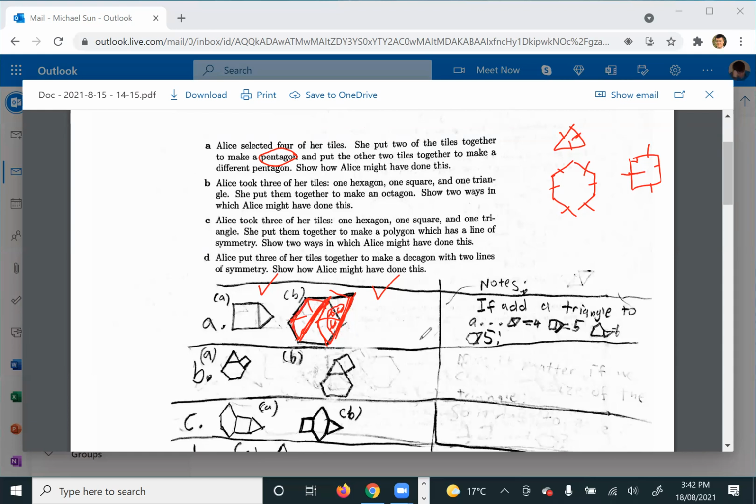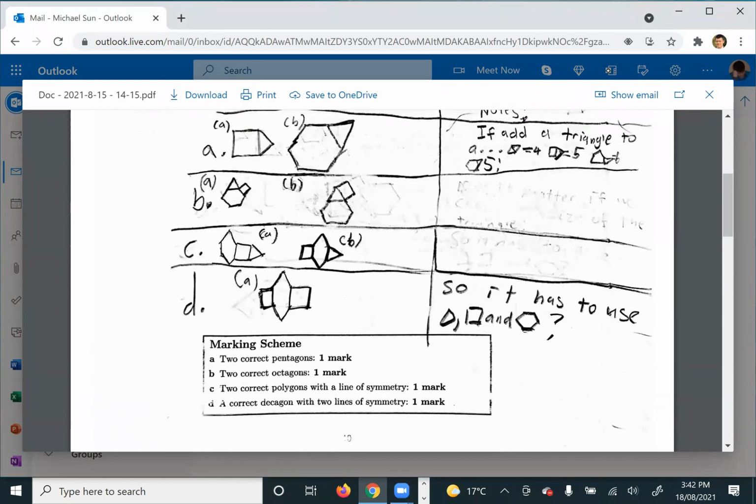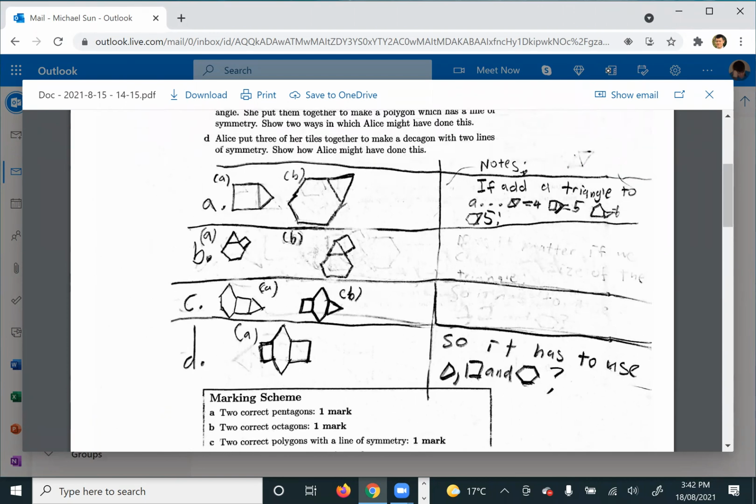Notice that there's no reason given here. And in the marking scheme, it says 2 correct pentagons, 1 mark. Okay, so that's what it looks like. But actually there's a disclaimer at the beginning that says reasons need to be provided to earn full marks, but I think most teachers don't actually know that and just give the 1 mark for the correct pentagons. And the students will never be the wiser.